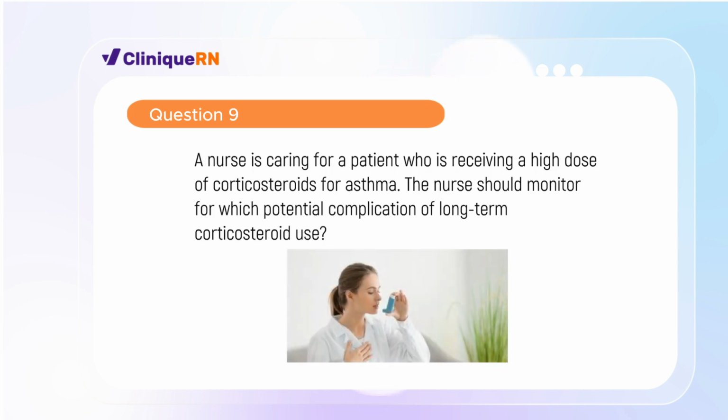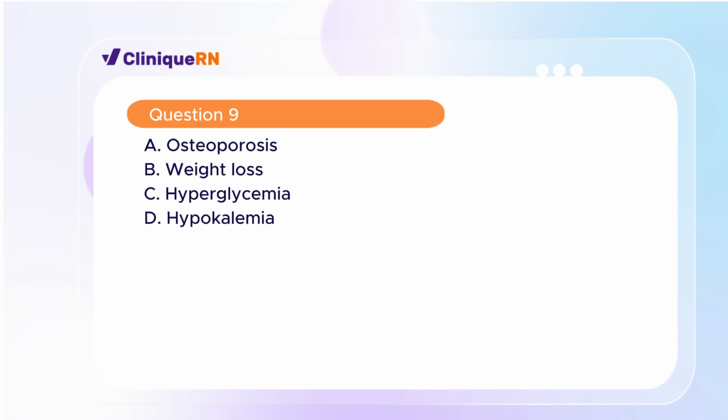Question 9. A nurse is caring for a patient who is receiving a high dose of corticosteroids for asthma. The nurse should monitor for which potential complication of long-term corticosteroid use? A. Osteoporosis. B. Weight loss. C. Hyperglycemia. D. Hypokalemia.